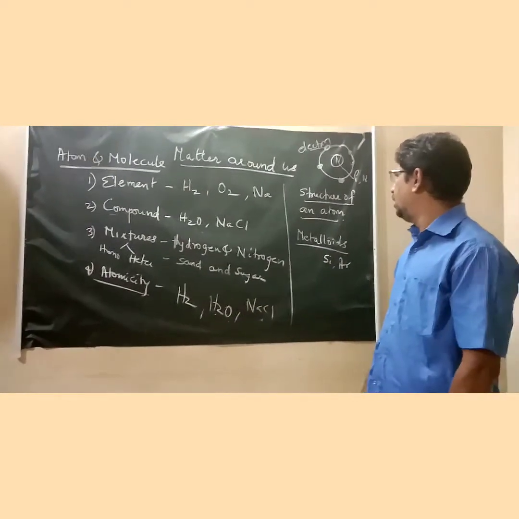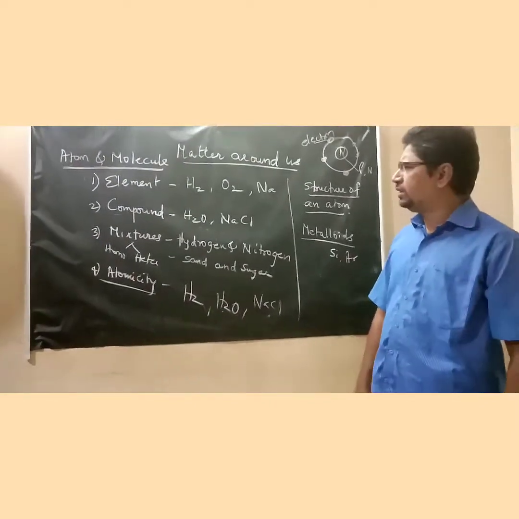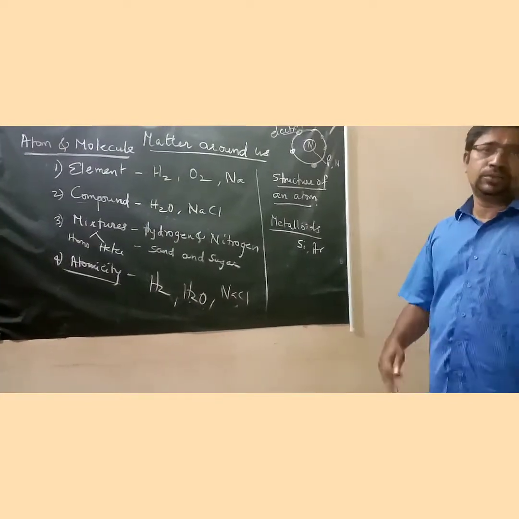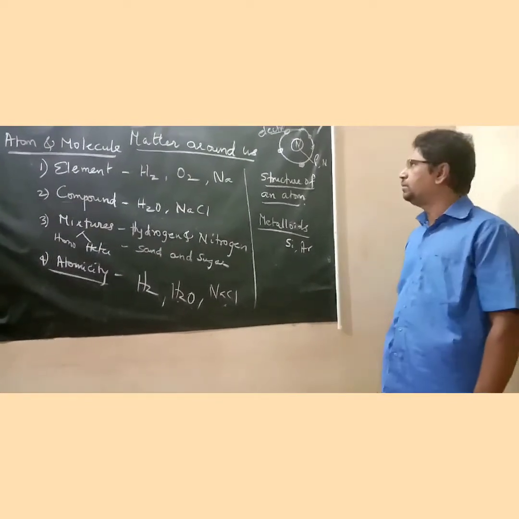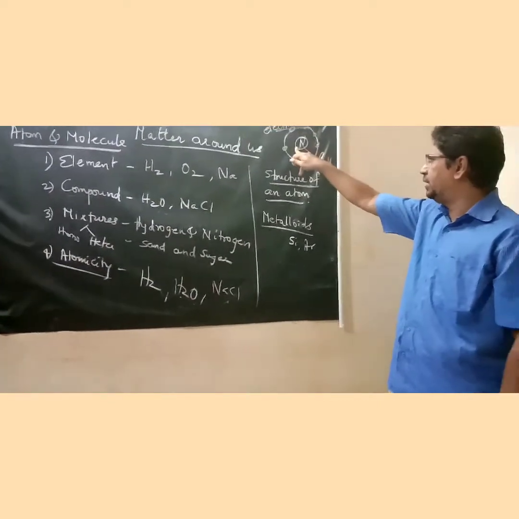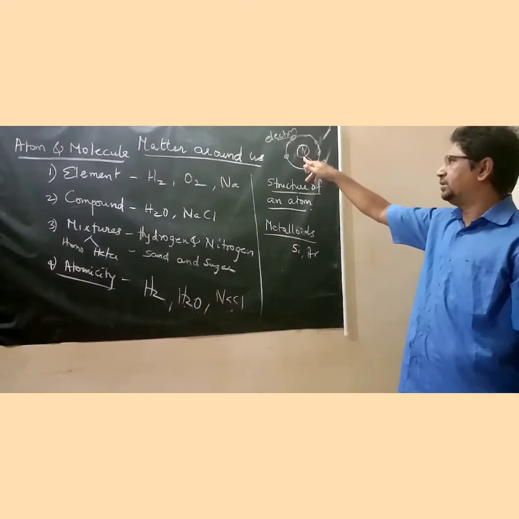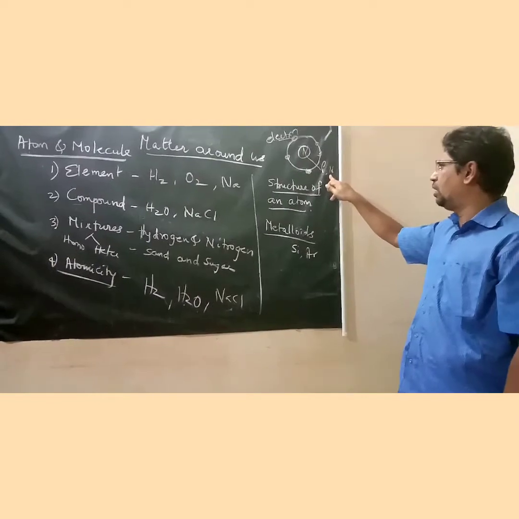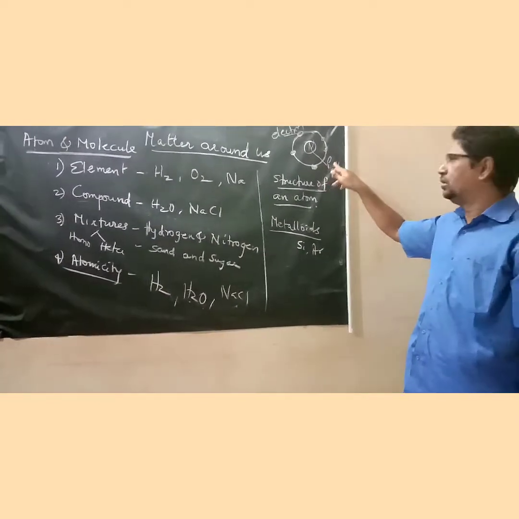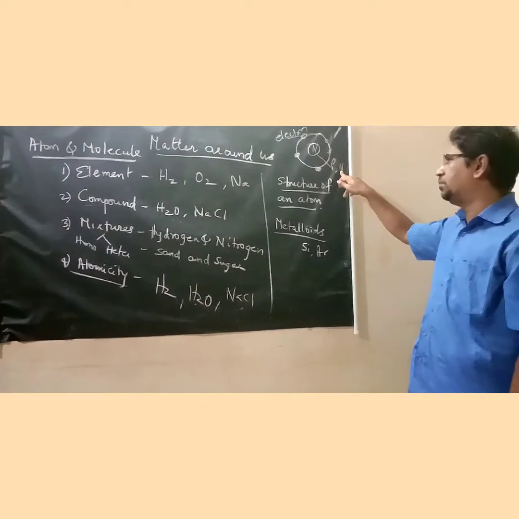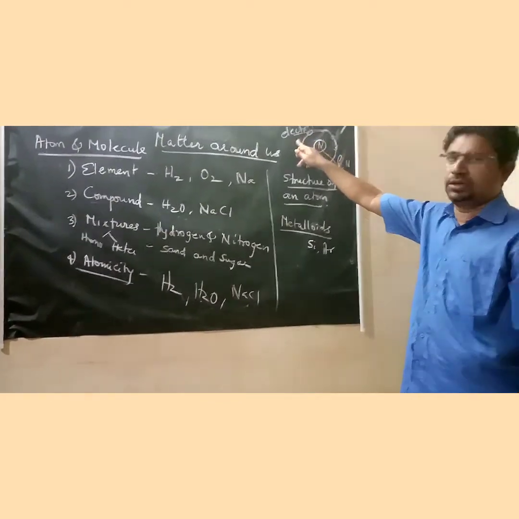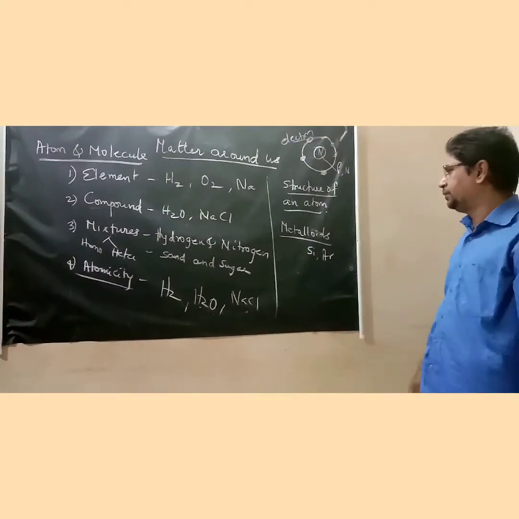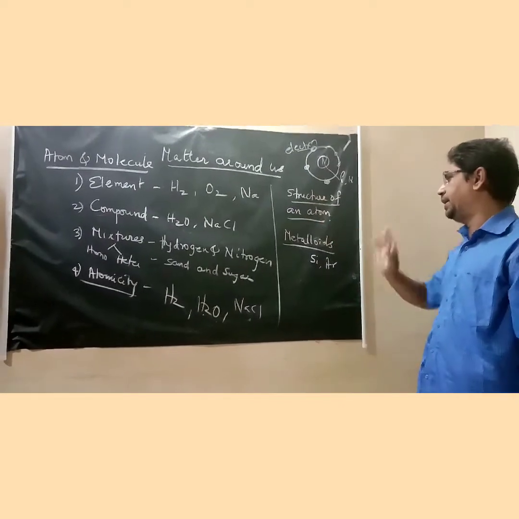Now we move on to the atomic structure. We studied now what is an atom. The smallest particle of an element is called an atom, or the smallest particle in our entire universe is called an atom. So what is the structure of an atom? Inside the atom we have a nucleus. The center part of the atom is called the nucleus. Inside the nucleus we have protons and neutrons. Protons are positively charged particles, neutrons are neutrally charged particles, electrons are negatively charged particles. Electrons revolve around the nucleus. So this is the atomic structure.